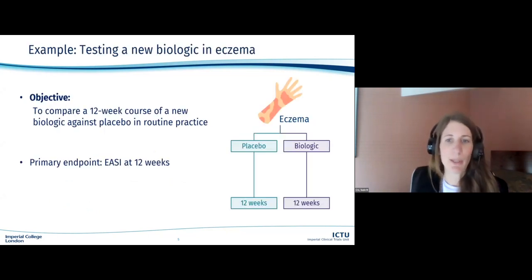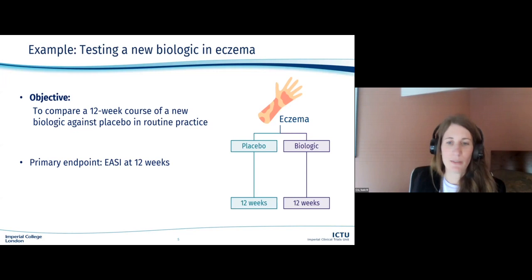Okay, so to bring the framework to life and to show you how it helps to ensure trials address the question of interest, I'd like you to suppose that we're planning a trial to test a new biological treatment against placebo in severe chronic eczema. Eczema is a debilitating skin disease characterised by red itchy rashes, which can severely affect quality of life.